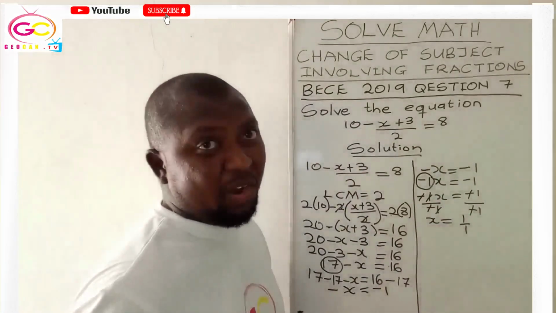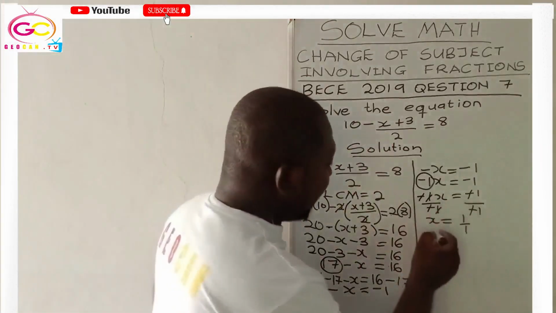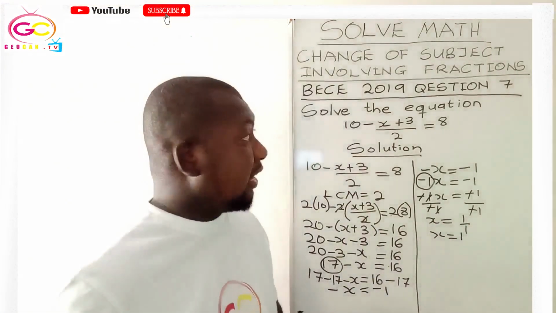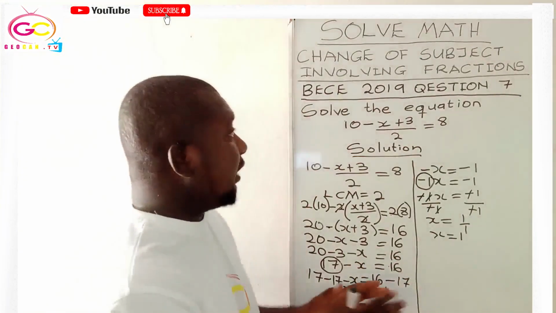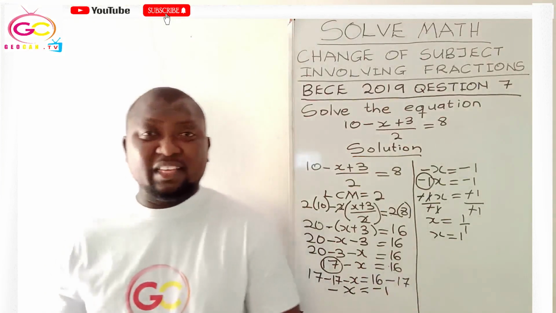Now, any number over 1 at all is the same as that number. So x is equal to 1 over 1. 1 over 1 is the same as what? 1. So our answer is 1. The value of x is 1. We've been able to solve this particular equation. This brings us to the end of our lesson today.